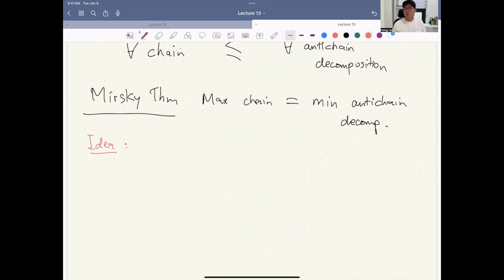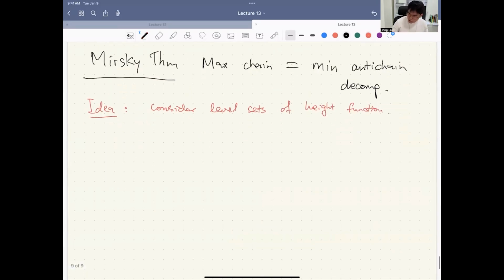As long as you remember this one sentence, you remember the proof of Mirsky's theorem: for every element in the poset, you can define its height, which records the longest chain ending at this element. So this height function, if you take the level sets, that will give you an anti-chain decomposition. Consider level sets of the height function. Okay, let me illustrate this idea.